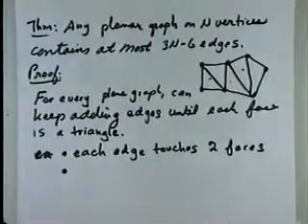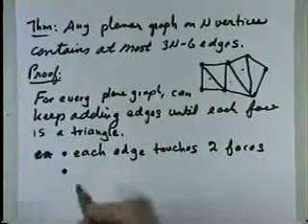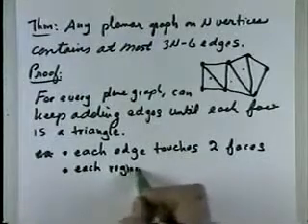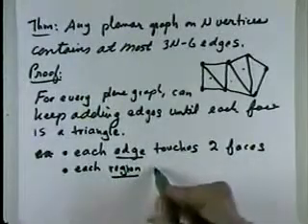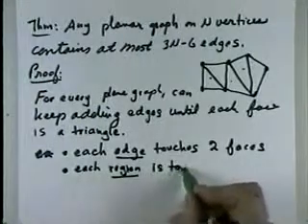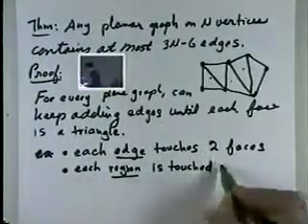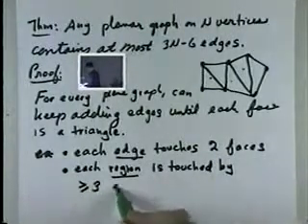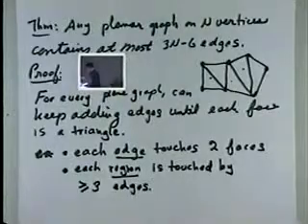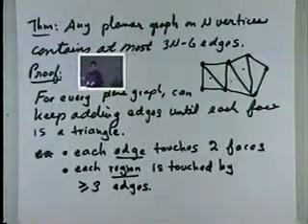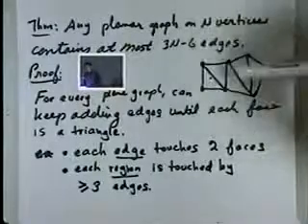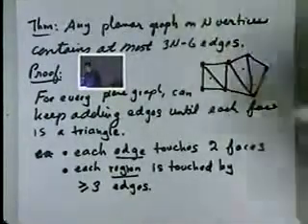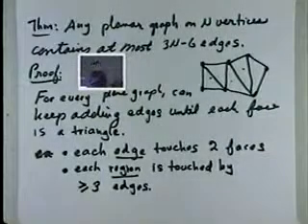And the other thing that we can say is that each region is touched by at least 3 edges. In particular, all these regions on the inside are touched by 3 edges. But this outside region here is potentially touched by more than 3 edges.